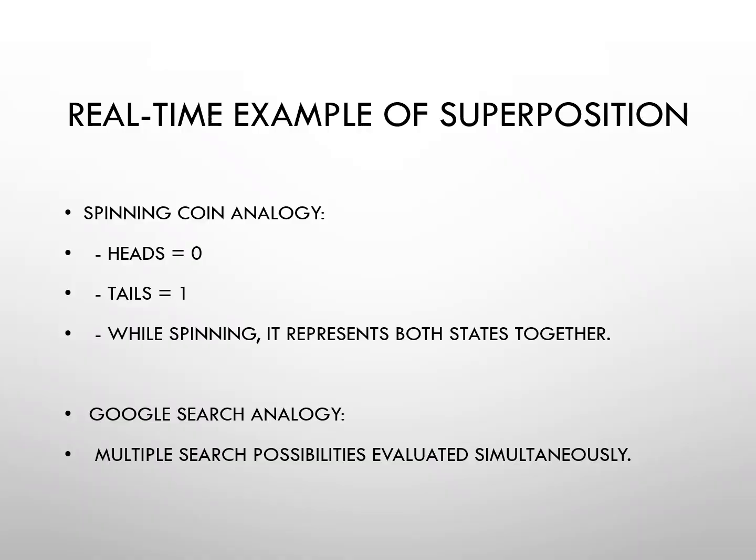But here the main thing is, if it is measured, then only the principle of superposition is lost. So that is very, very important. This is the best example for superposition. One more example is the Google search analogy, and at the same time the best example is the Schrodinger's cat experiment. That is also one of the famous experiments done by the famous scientist called Schrodinger.